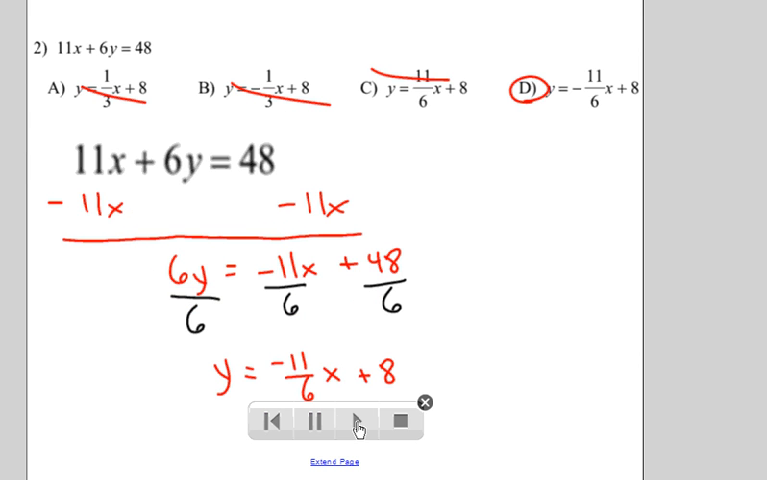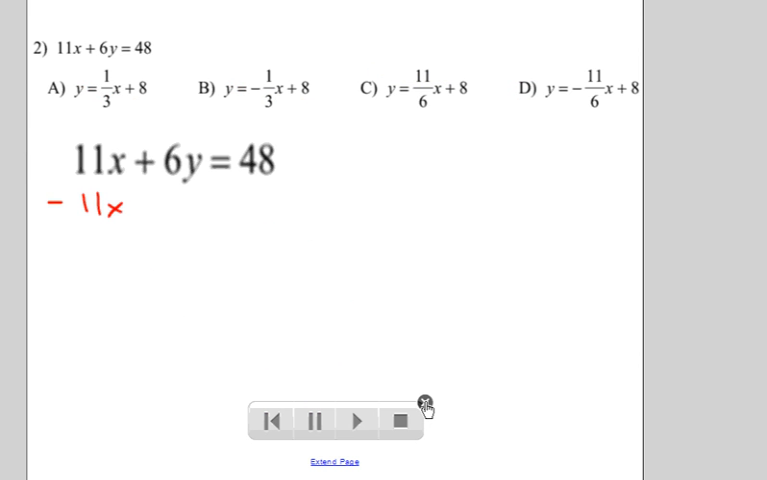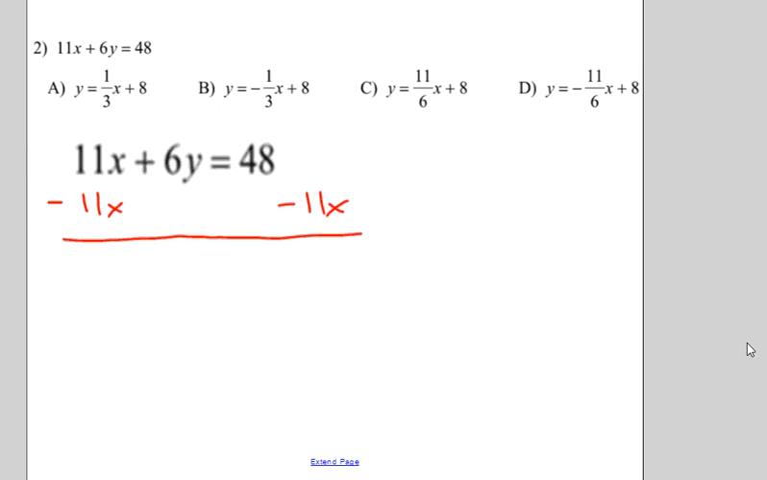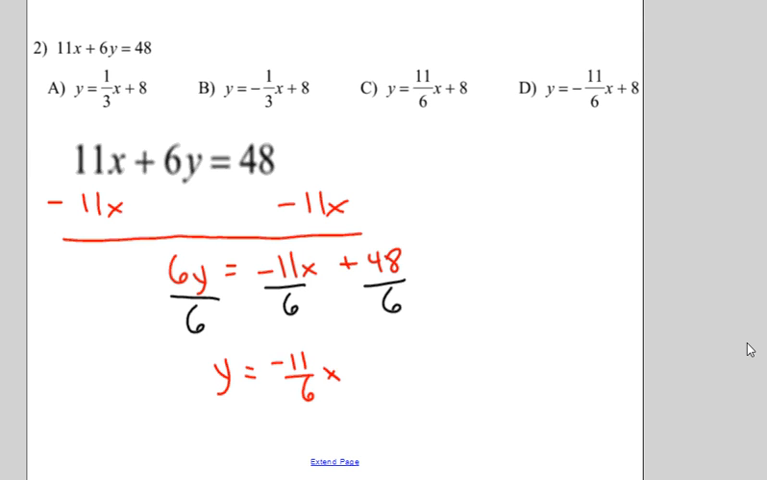Next, we're going to remove the x term. Drop your x term first, the slope term first, and then slide in the intercept and divide everything by 6. So it's not A, B, or C, it's going to be D. Okay, make sure you're accounting for the negative sign.